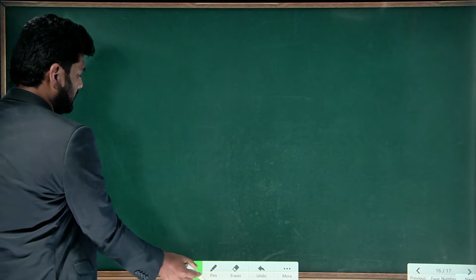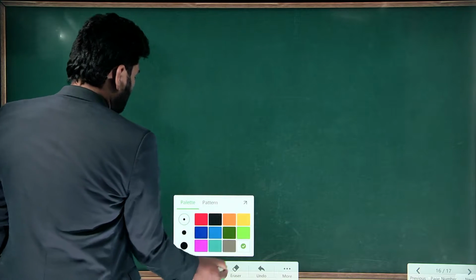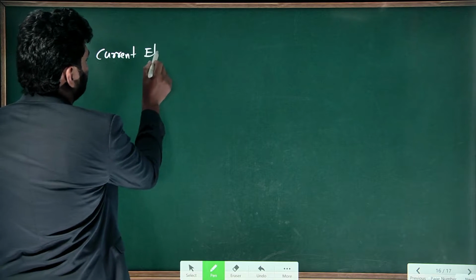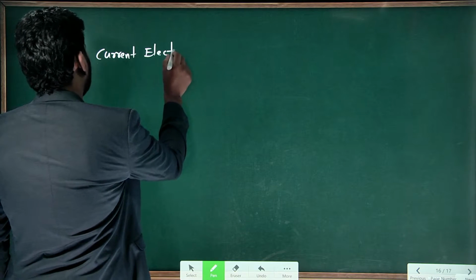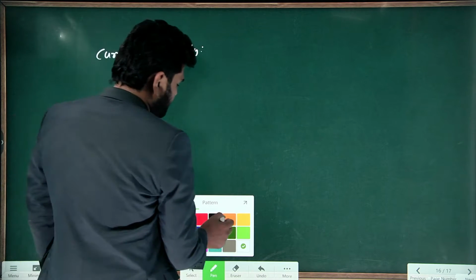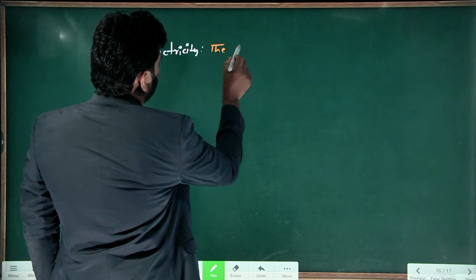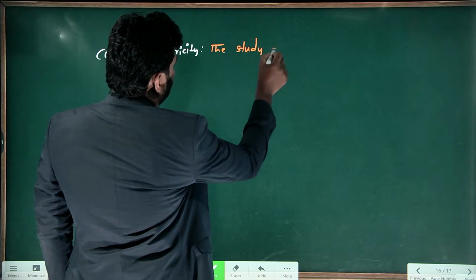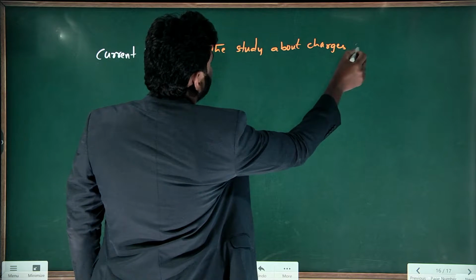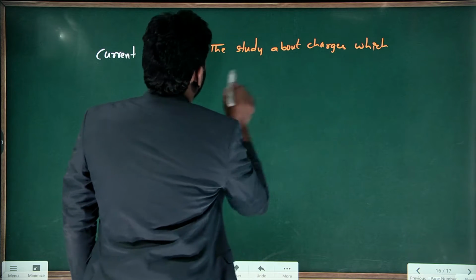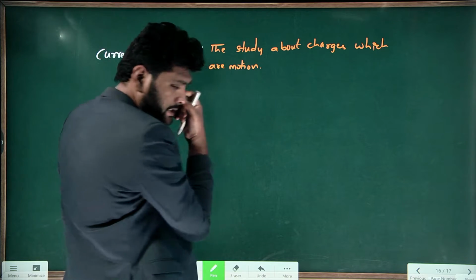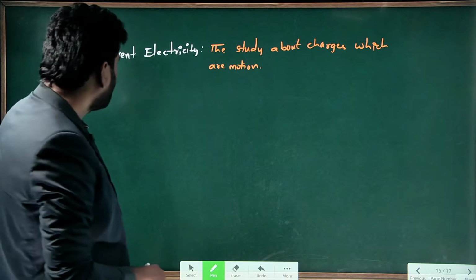We are talking about current electricity. So, what is current electricity? Write down the statement. The study of charges which are in motion is known as current electricity.